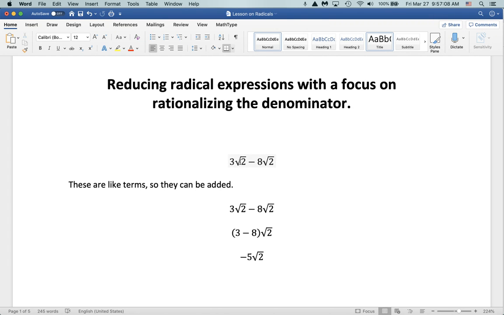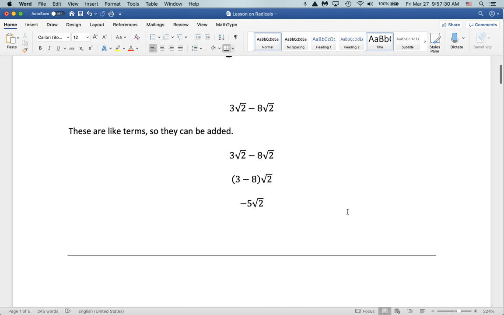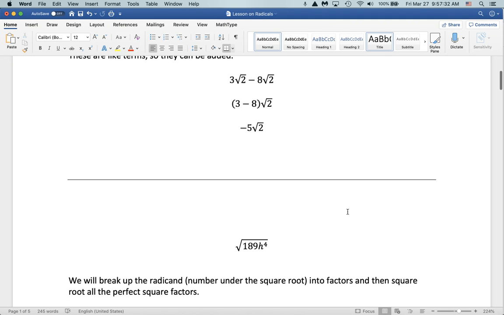So if we have the square root of 2, and we have 3 of them, and we're going to subtract 8 more of those square roots of 2. We can't take the square root of 2 without a calculator, but we can combine those because they are like terms. So we have 3 square roots of 2 minus 8, or 3 minus 8 is negative 5 square roots of 2. Simply adding like terms, or adding like radicals. Hopefully that's pretty straightforward and you remember doing that.